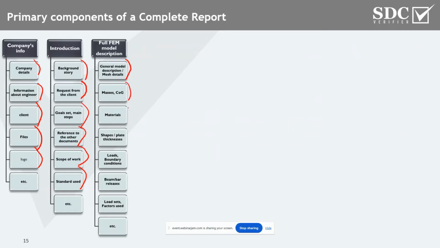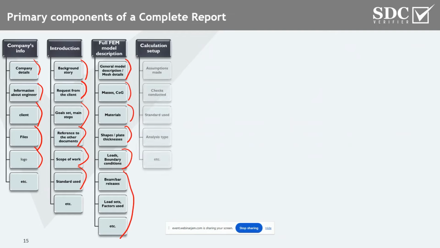Basically, masses, materials, shapes, plate thicknesses, any characteristics, loads and boundary conditions, of course. Basically, the whole setup, including the loads, factors used, and so on. These things define the outcomes you show in your report. So in order to make it not a black box, you need to show them.